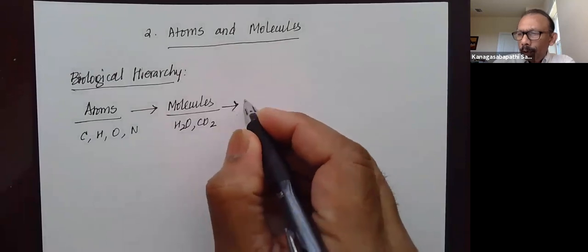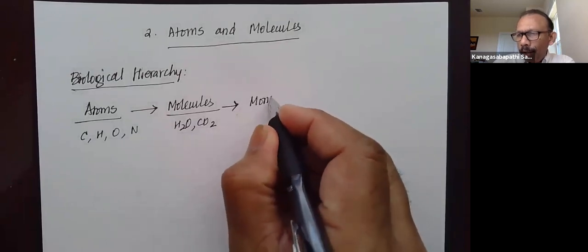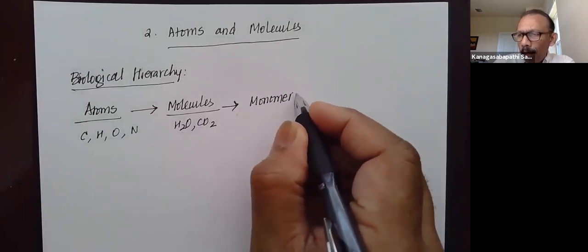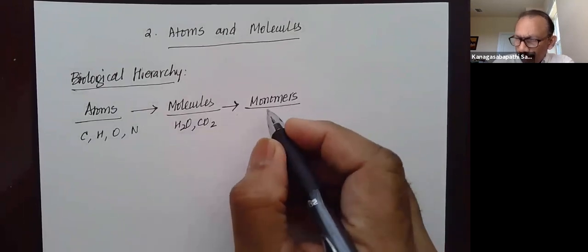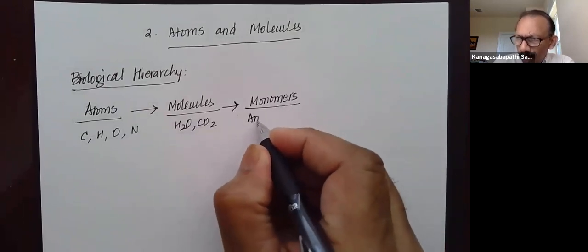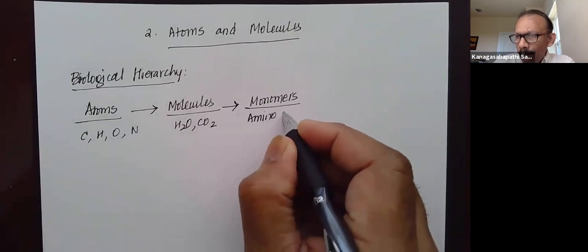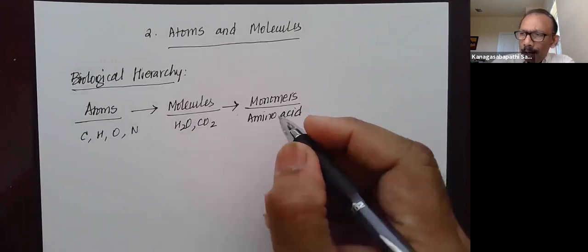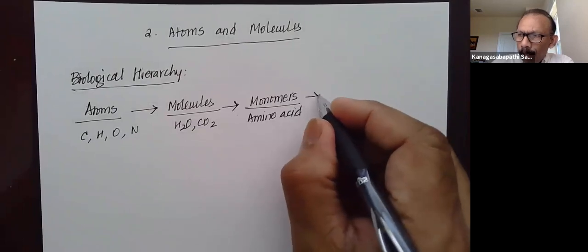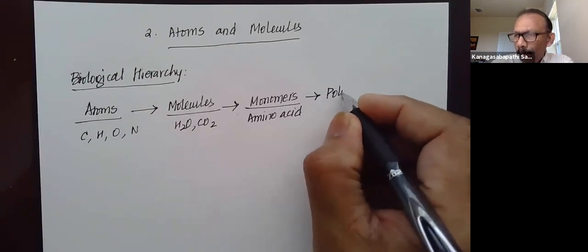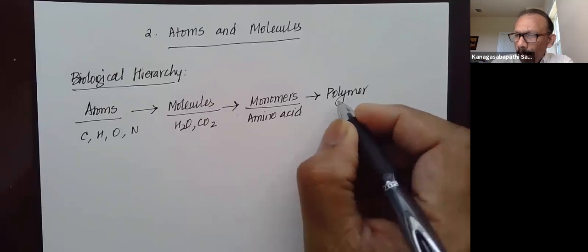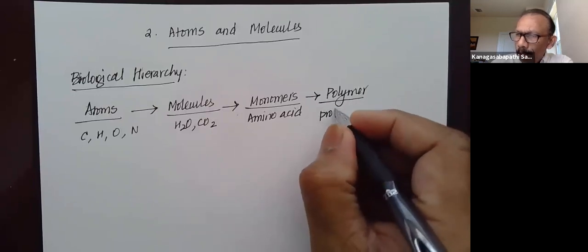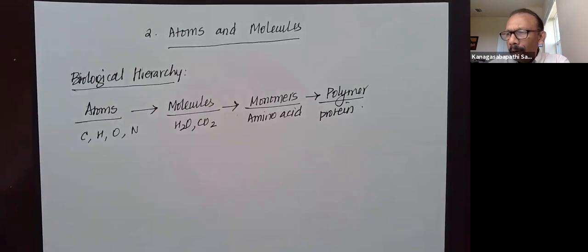Then these will make monomers. So these are called the building blocks to make polymers like amino acid. So this is an example of a monomer. And that would make a polymer. So the polymer can be a protein. So this is an example of a polymer.